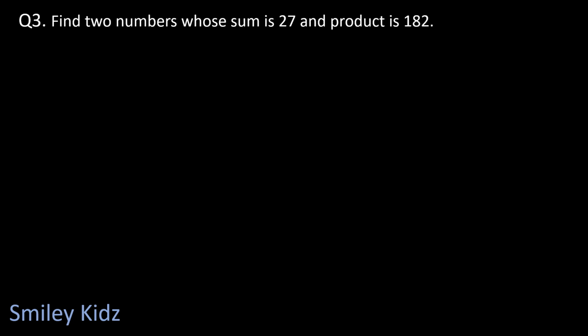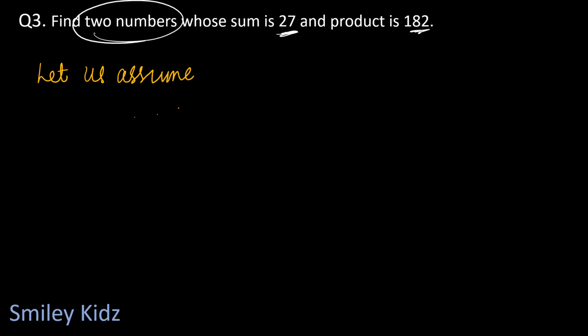Moving on to question number 3. Find two numbers whose sum is 27 and product is 182. Now let us assume that one number is x.